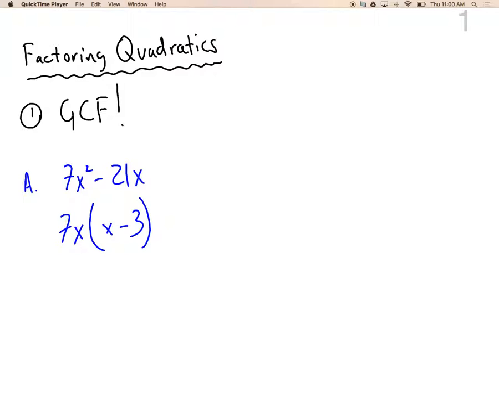Do not solve that. That's not an equation. Don't tell me that x is 0 and x equals 3. That comes later. Today we're just factoring. Okay? So step one, greatest common factor.